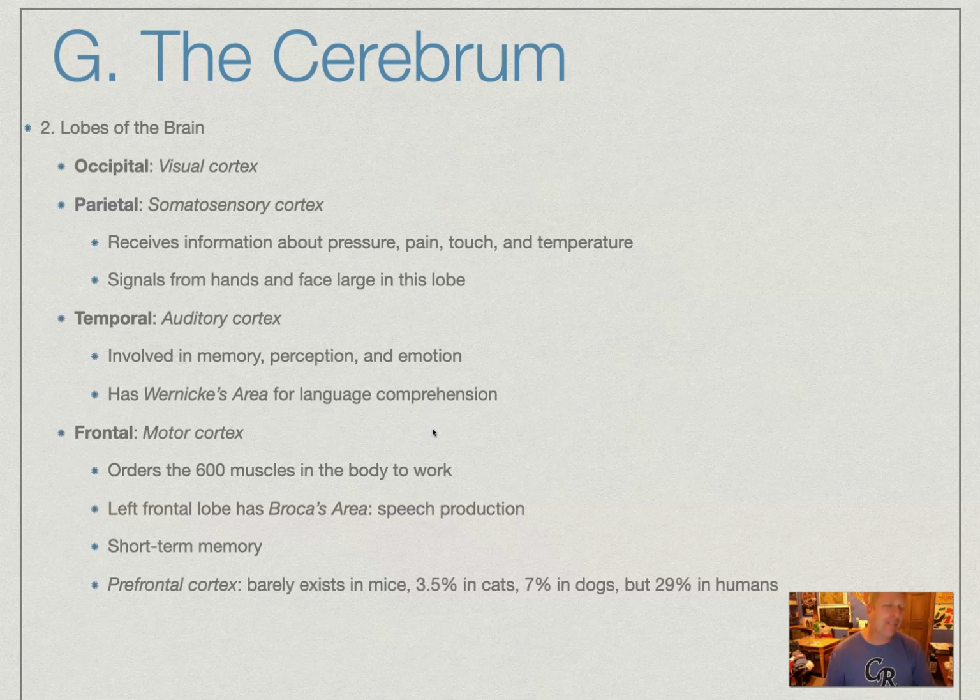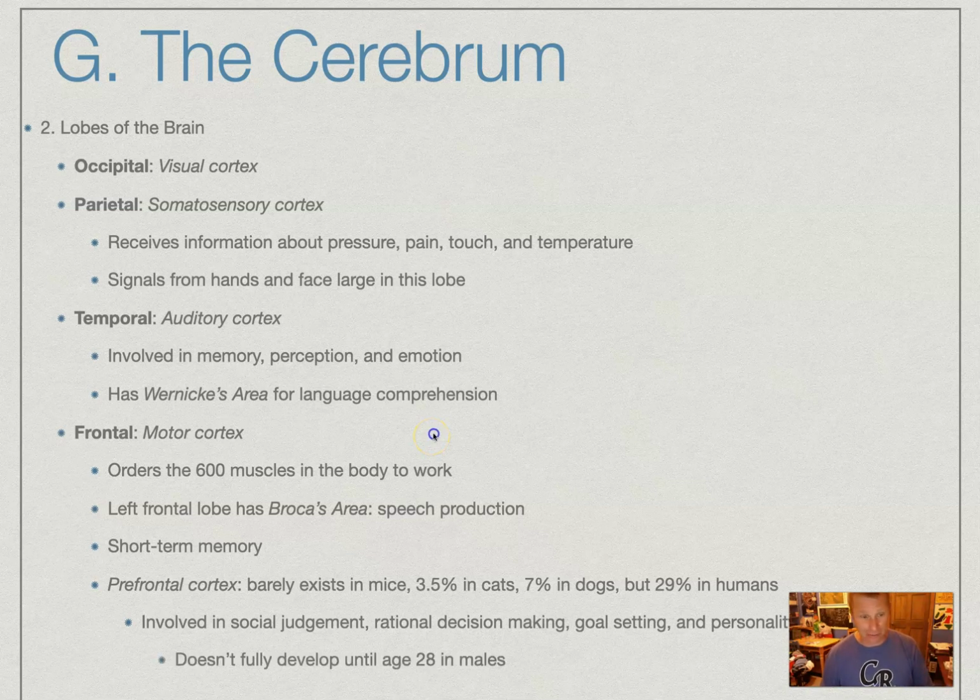And then our prefrontal cortex, which is what makes us the most human. This is still developing to the late 20s. It barely exists in mice. 3.5% of the brain is prefrontal cortex in the cat, 7% in dogs, but 29% in humans. It is involved in social judgment, rational decision-making, goal-setting, personality.